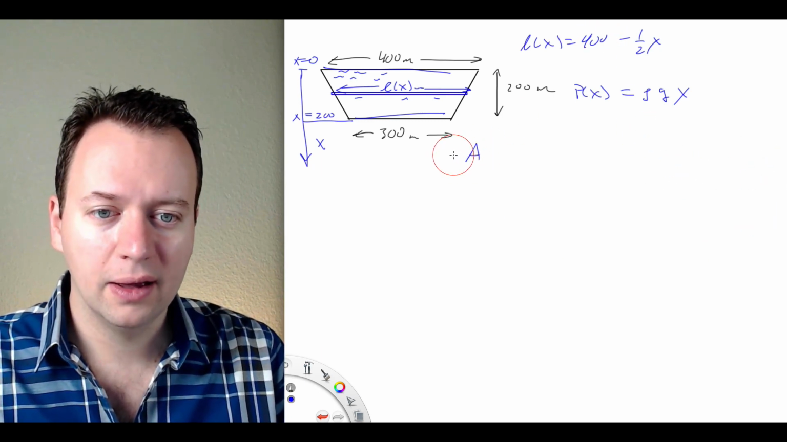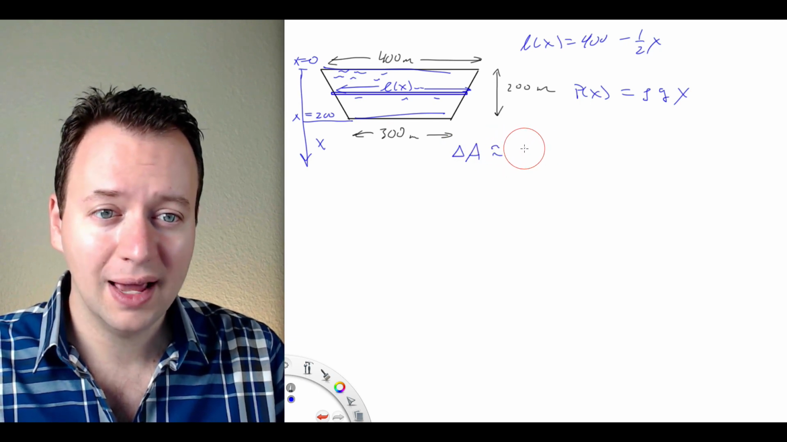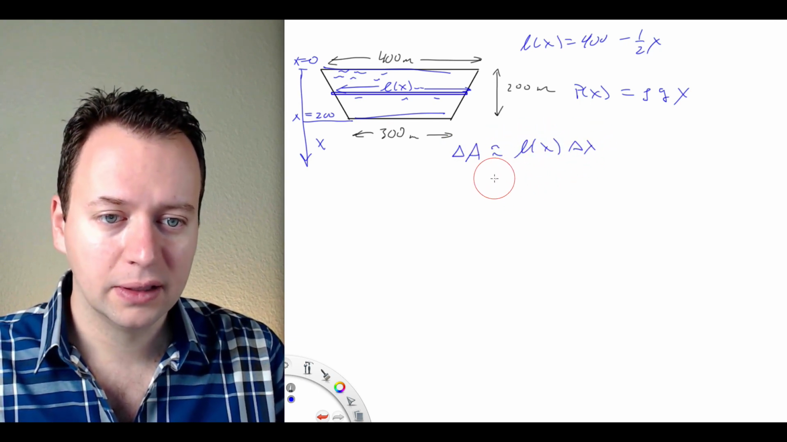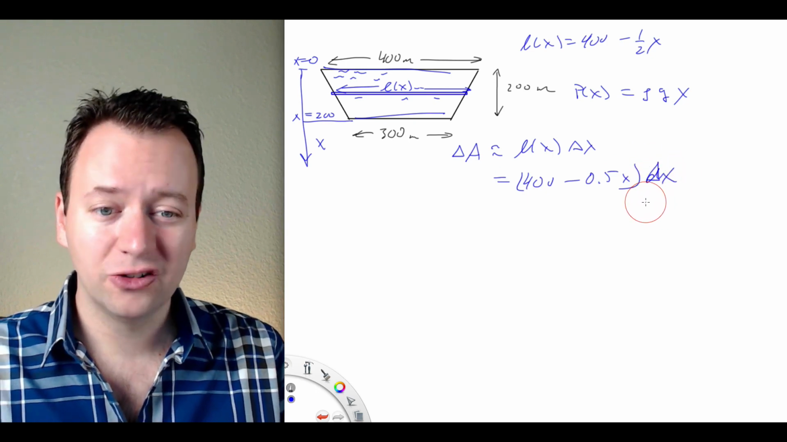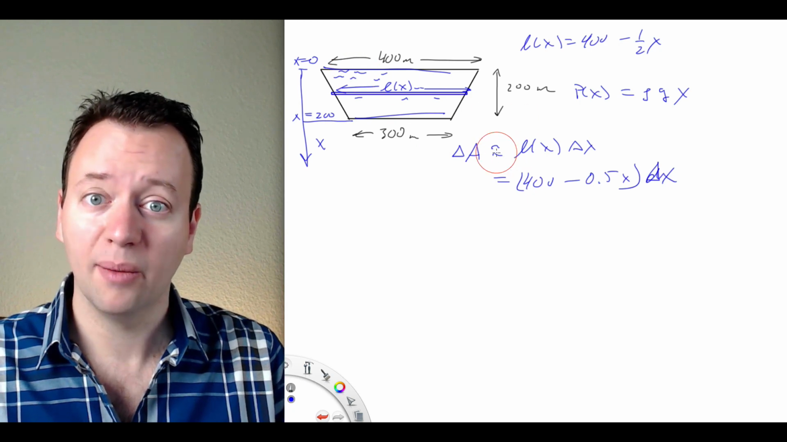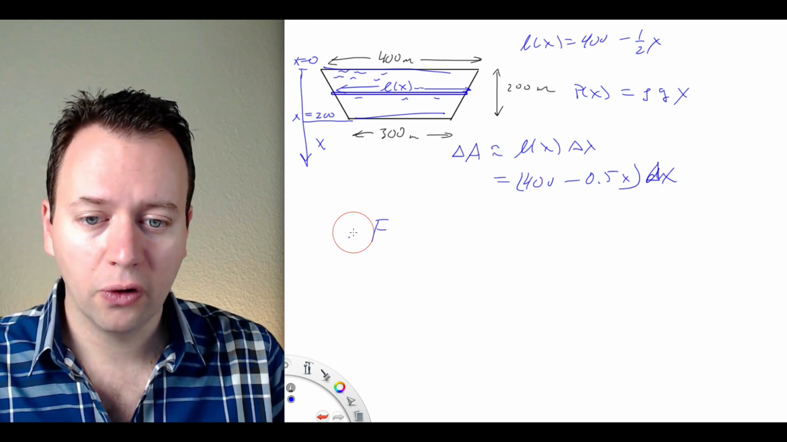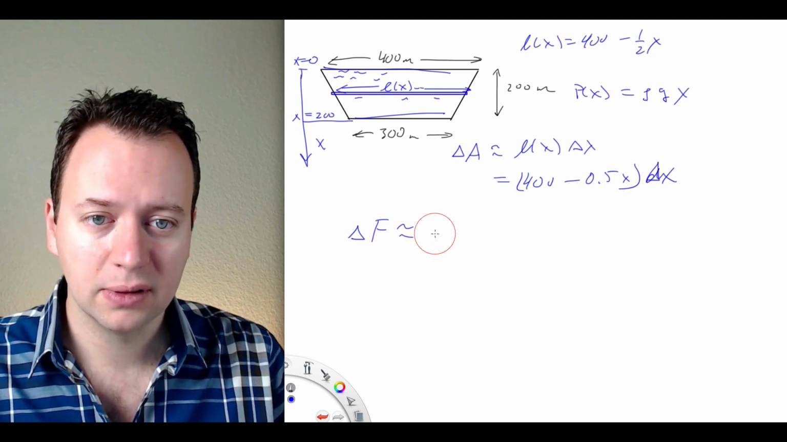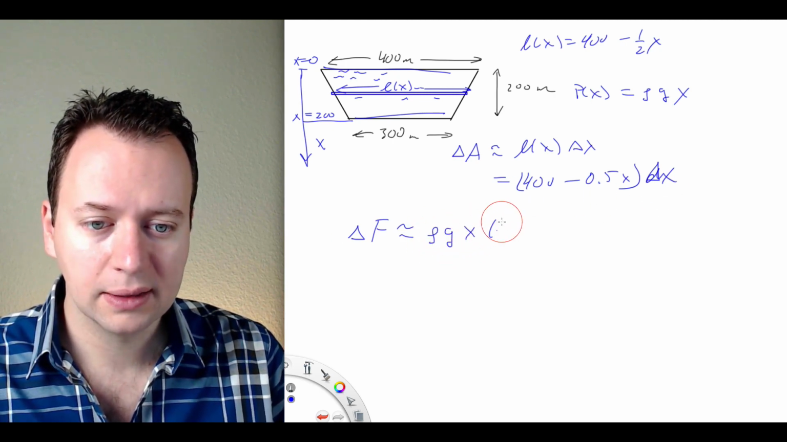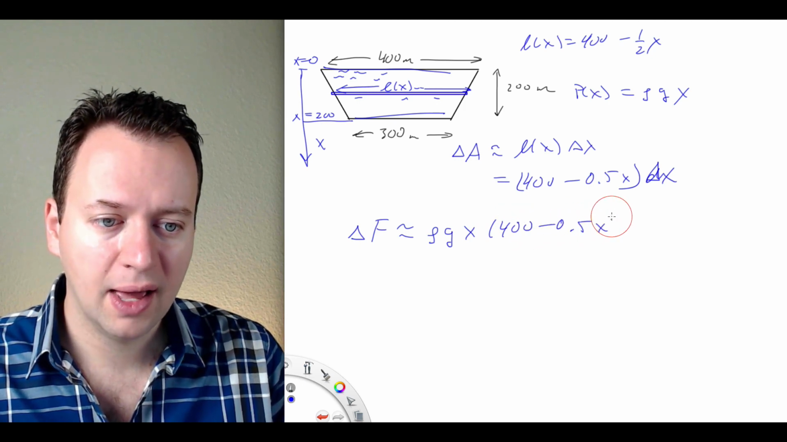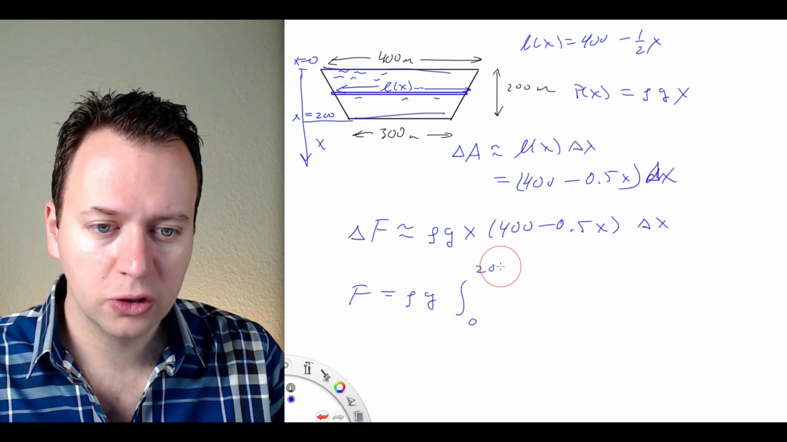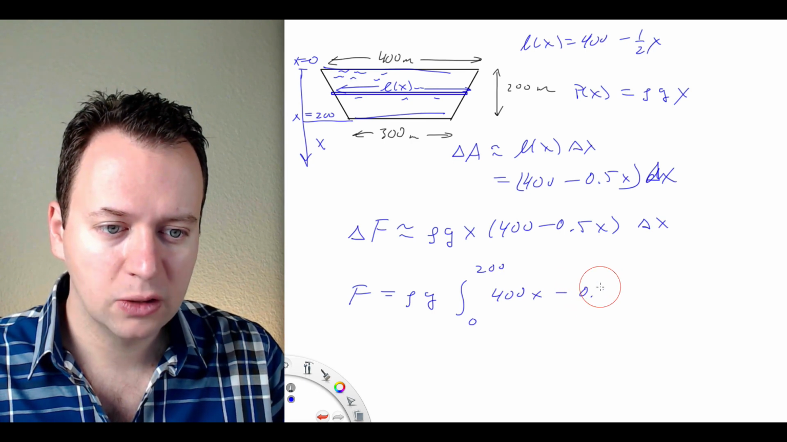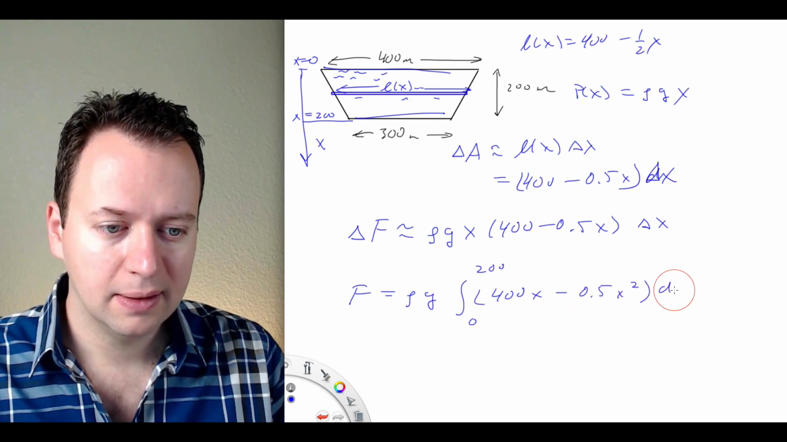And so the area, delta A for our slice, is the length times delta x, which gives us (400 minus 0.5x) times delta x. If we integrate this from 0 to 200, we get the area of a trapezoid. You can check that on your own. The total force acting on the slice is the area times the pressure, rho g x, times (400 minus 0.5x) delta x. So the total force equals rho g times the integral from 0 to 200 of 400x minus 0.5x squared dx.